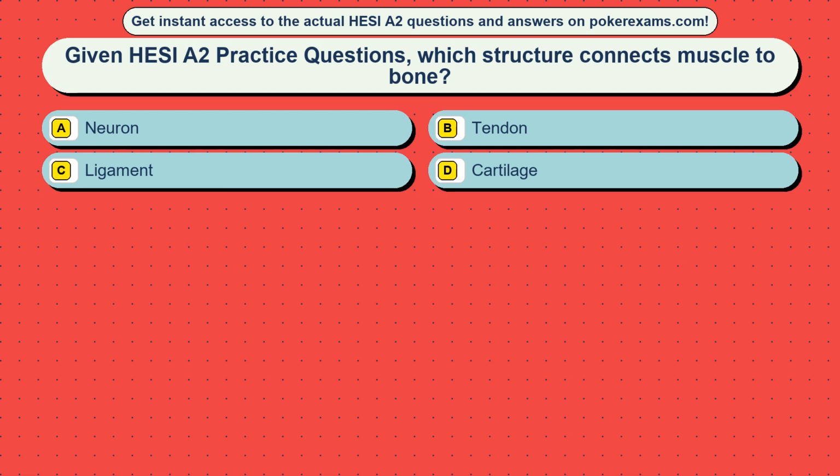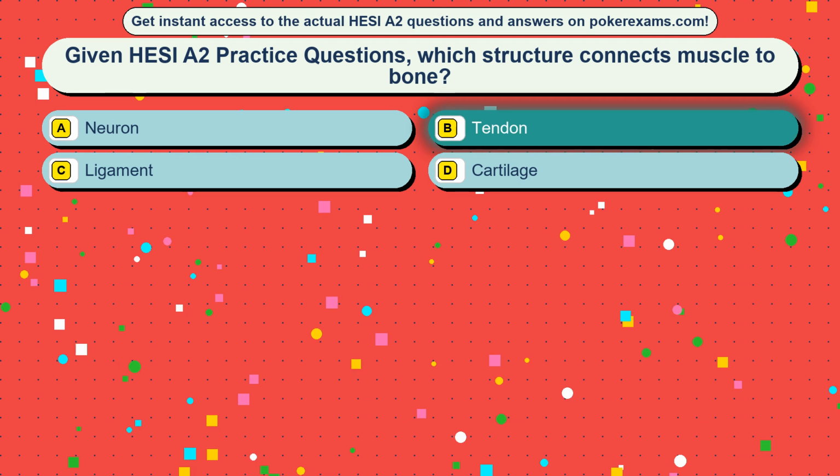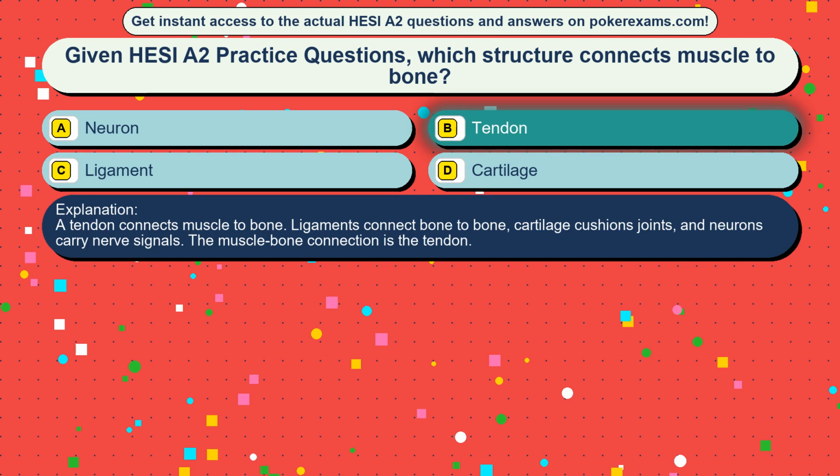Question 8. Given HESI A2 Practice Questions, which structure connects muscle to bone? Option A, neuron. Option B, tendon. Option C, ligament. Option D, cartilage. The correct answer is option B, tendon. A tendon connects muscle to bone. Ligaments connect bone to bone, cartilage cushions joints, and neurons carry nerve signals. The muscle-bone connection is the tendon.